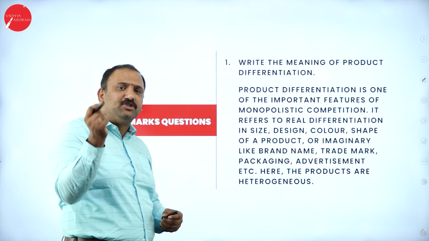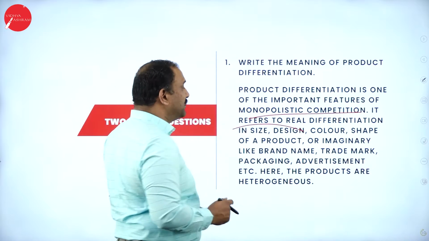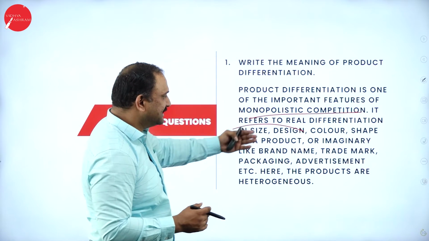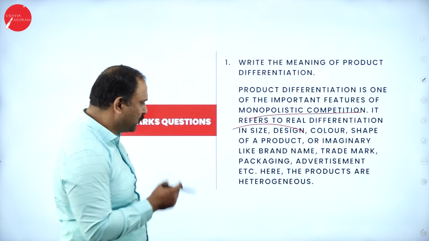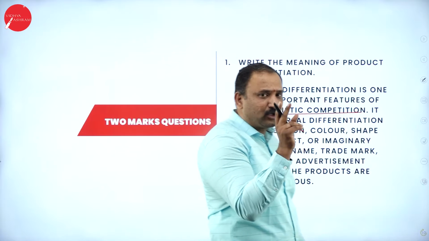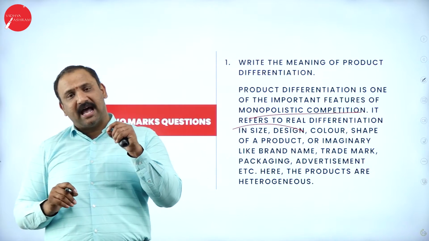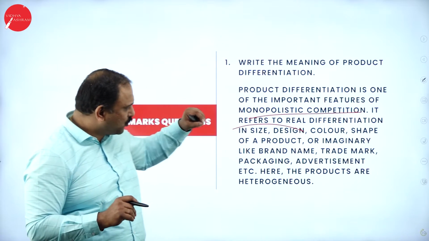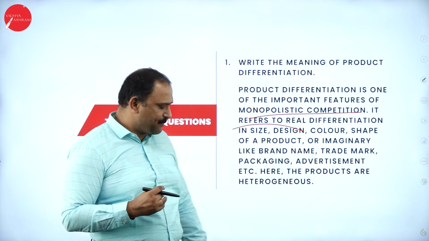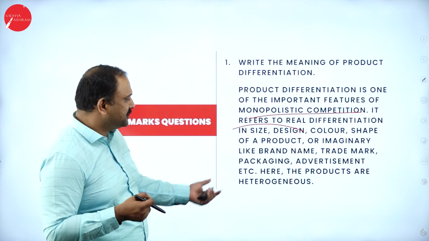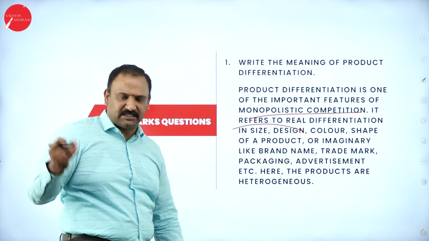Now, the next one is the 2 marker, where I'm trying to bring in product differentiation. Product differentiation is one of the most important features of monopolistic competition. It refers to a real differentiation in size, in design, in color, shape of the product, or any imaginary name or brand product altogether. Why I'm talking about these things is that when we go into heterogeneous markets altogether, the heterogeneous markets will have their own power, their own benefit. It has its own set of variations that come into the market. So at one point of time, the market tends to become heterogeneous by nature. The market tends to pull itself into its own zone, its own levels altogether.